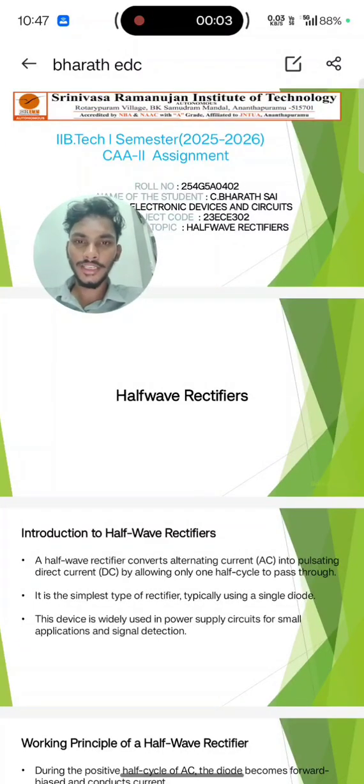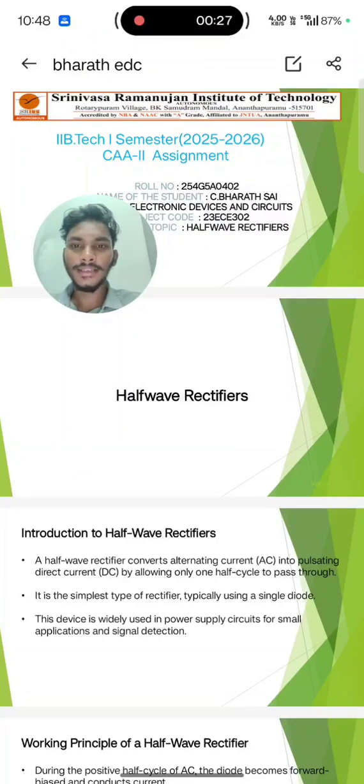Now I'm going to explain about the half-wave rectifier. My topic is half-wave rectifiers. This video is all about the half-wave rectifier, its working principle, its types, its parameters, and some numericals on the parameters. The subject is Electronic Devices and Circuits. So I'm going to start with the half-wave rectifier.